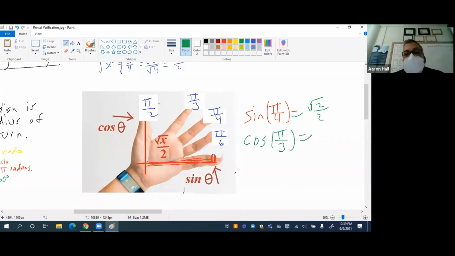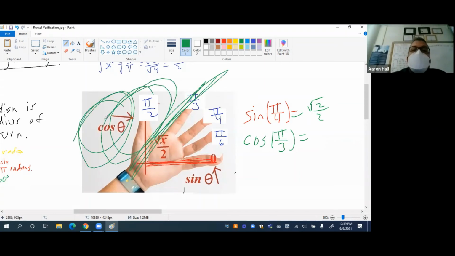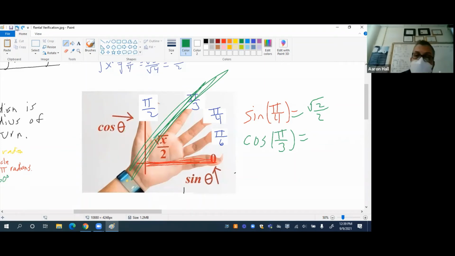What finger do I put down? What's that finger called? It's called your index finger. Sure, we point with it, but it's called our index finger. So I'm going to put down the index finger. From the cosine direction, how many fingers do I have up? 1. So that's going to give me the square root of 1 over 2. The square root of 1 is 1. So I get 1/2.